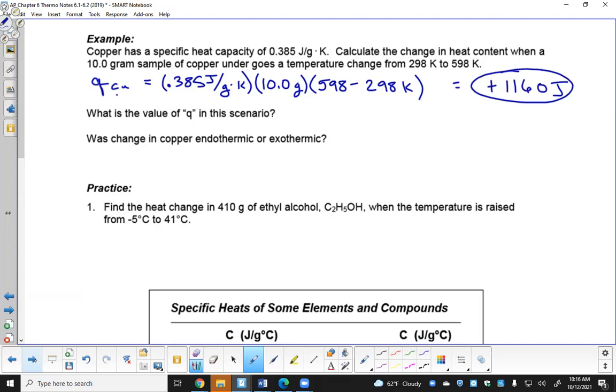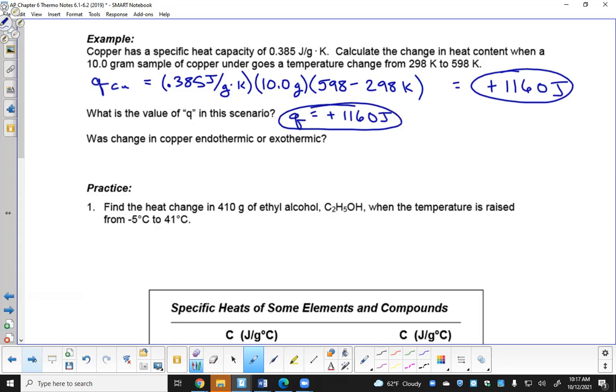And that makes sense because we had a piece of copper, we raised the temperature by 300 Kelvin. In order to raise the temperature by 300 Kelvin, we have to put heat energy into it. This is also a good reminder, perhaps, that temperature and heat are not the same thing. The temperature went up by 300 Kelvin or 300 Celsius, but the heat change was something different. They're related, but they're not one and the same. So the value of Q in this scenario is a positive 1160 joules of energy.